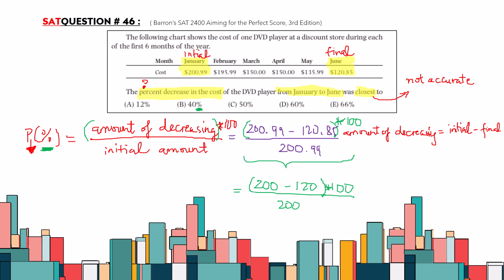So this one will be equal to 200 subtract 120 is 80, over 200, times 100. Then we can cancel the 100 right here, since 200 can be 2 times 100, right? So we cancel that 100. We have 80 divided by 2 is 40%.